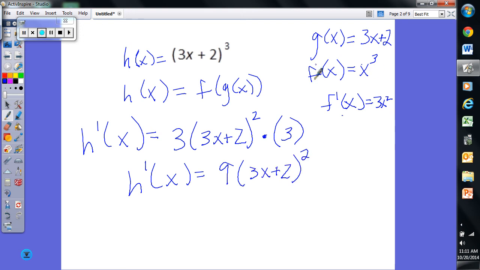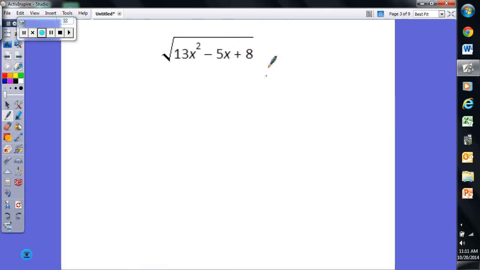Personally, I think this is all a little bit confusing. I like to say take the derivative of the outside, leave the inside alone, times the derivative of the inside. So here, my bigger function, if this is h of x, the big thing is the square root of x, right? What got put into the square root of x? Well, this 13x squared business got put into the square root of x.